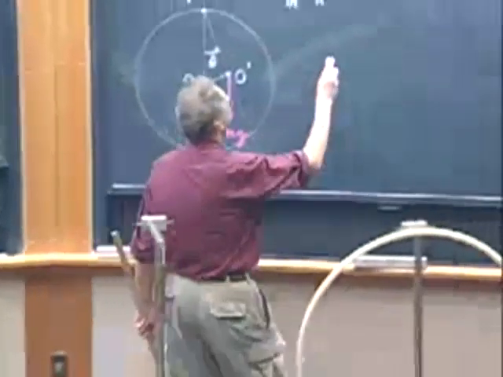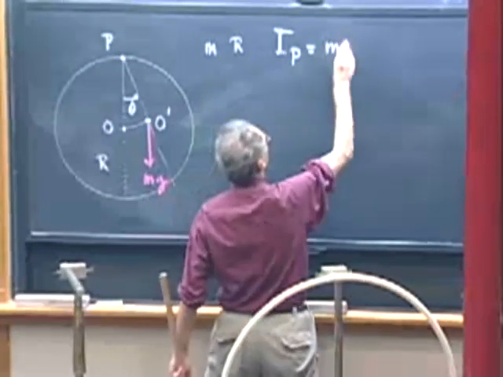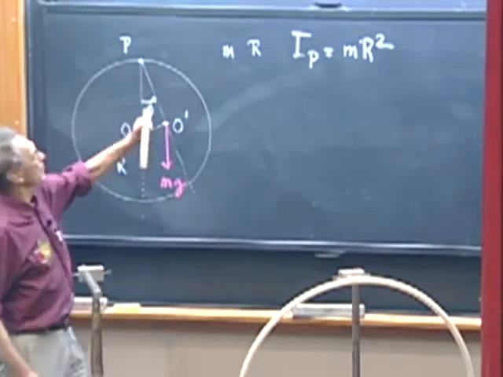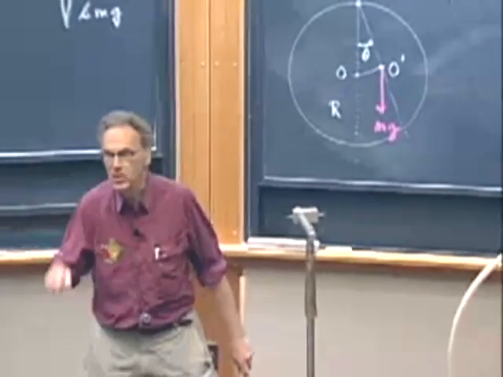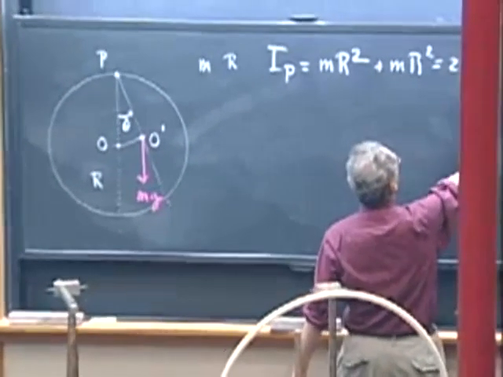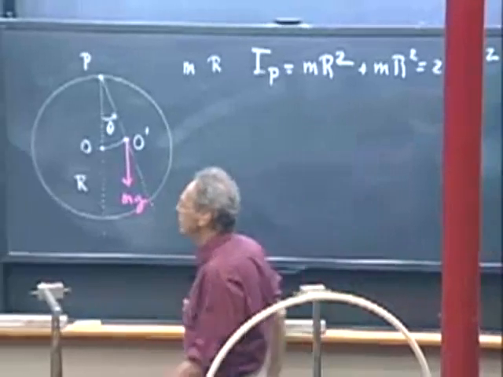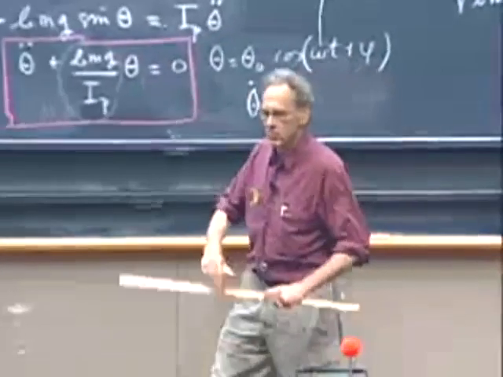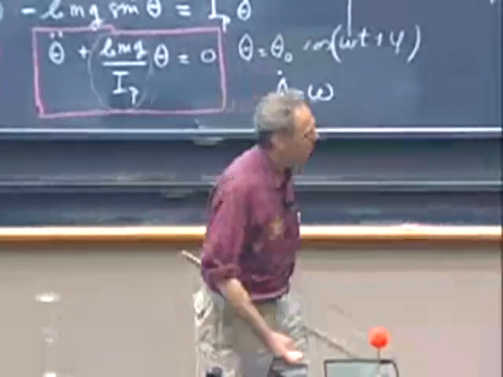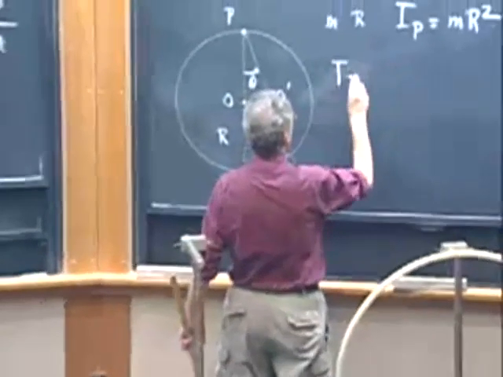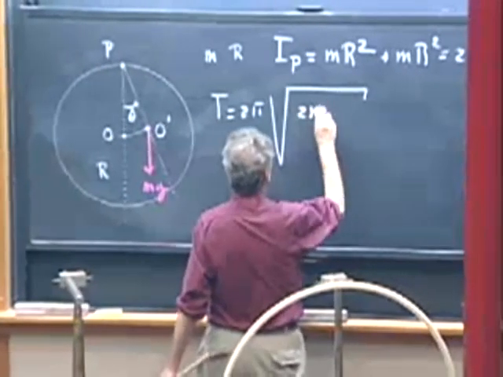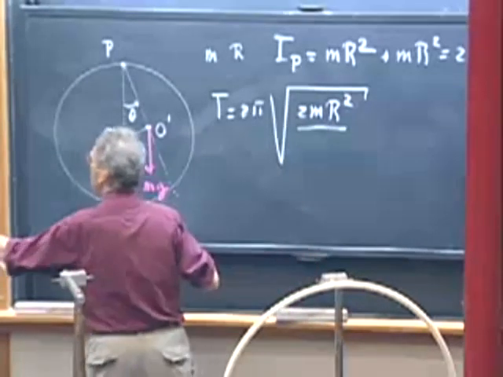And so, the moment of inertia about point P: we take the same axis, we move it to P, and we have to add m distance squared. So we have to add plus mr squared. So we get 2mr squared. And then we have B. What is B? What is the distance from P to the center of mass? That's R. So we come now with a prediction that T is 2 pi times the square root of 2mr squared divided by rmg.